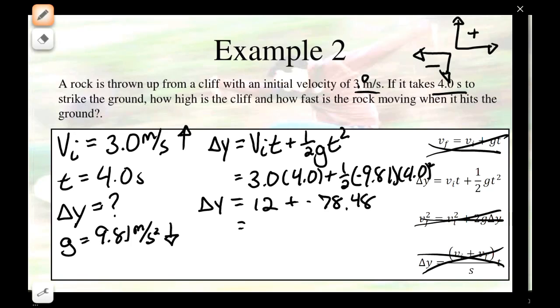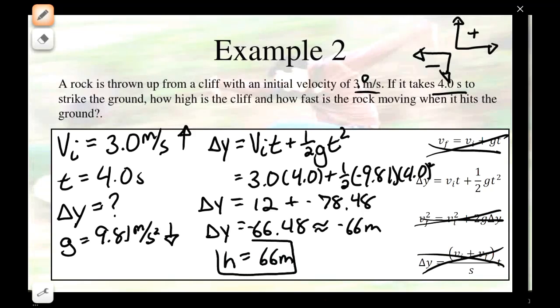Okay, so I go ahead and do this number, and I get 12 minus 78.48, and I get delta y, or my displacement, or the height of the object, is negative 66.48. And if I keep two significant digits, this just becomes negative 66 meters. And so the height of the cliff is just 66 meters. And we'll just say that because height is a scalar, I don't need to have the negative sign in there. And so we just know that if I were to measure the cliff, it would be 66 meters tall.